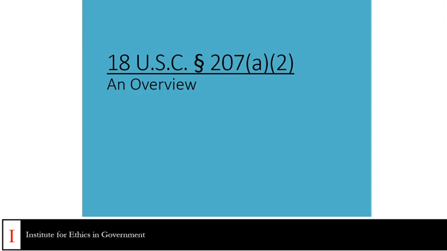Welcome to an introduction to 18 U.S.C. Section 207(a)(2), the Post-Employment Statute's 2-year restriction on matters for which an employee had official responsibility.